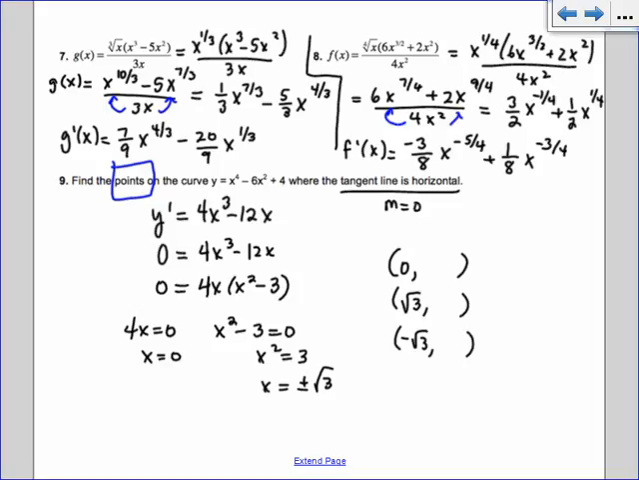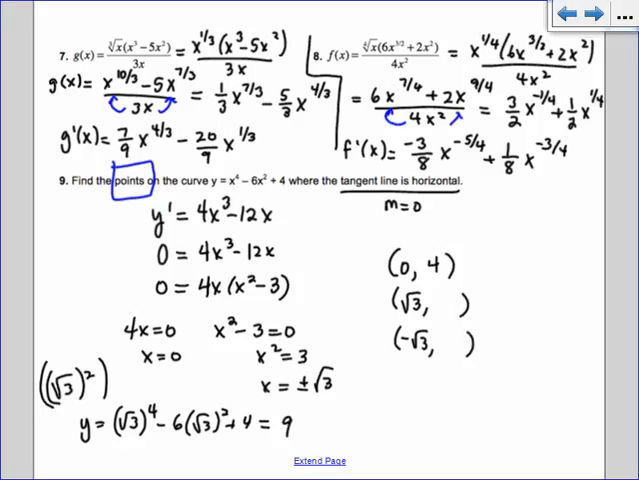When I plug in 0 to the original, I get 0 to the 4th minus 6 times 0 squared plus 4. Do you see how we get 4? That one's an easy one: 0 comma 4. But then what about root 3? Then we have y equals root 3 raised to the 4th minus 6 times root 3 squared plus 4. Can someone tell me what root 3 to the 4th is? 27. Close. 9. Yep, it's 9. Think of root 3 squared. That's going to be 3, and then you square it again, so you'll get 9. Minus 6 times 3 plus 4.